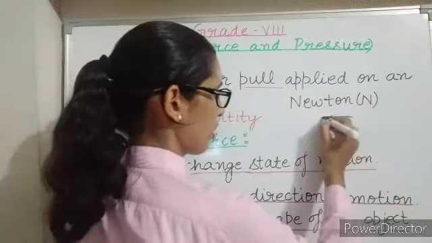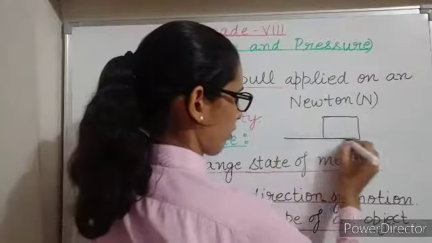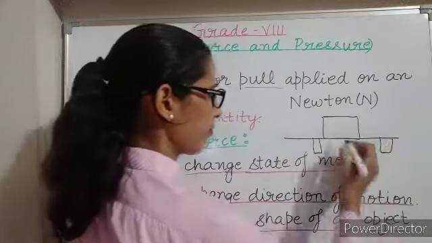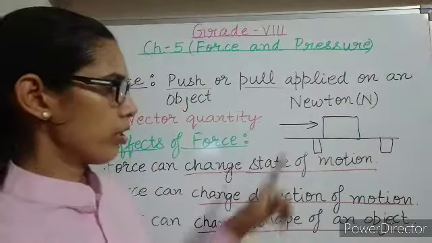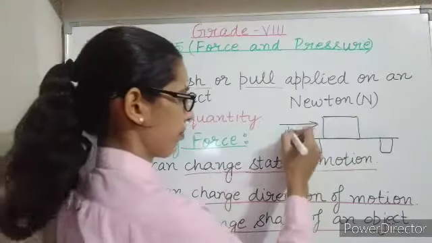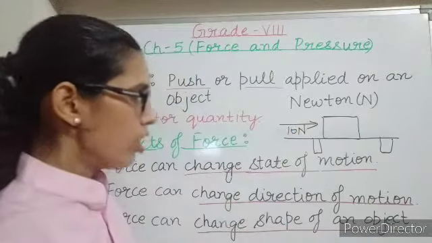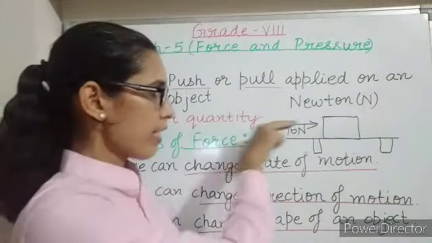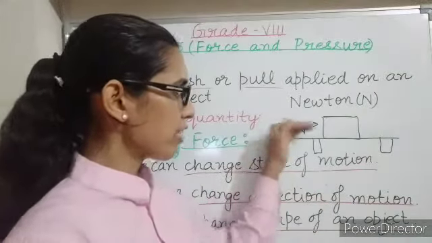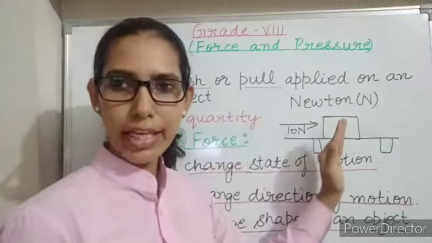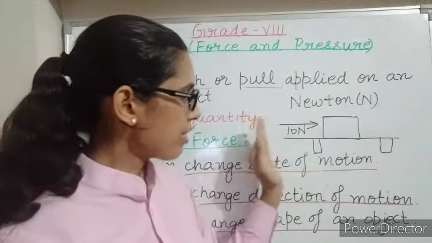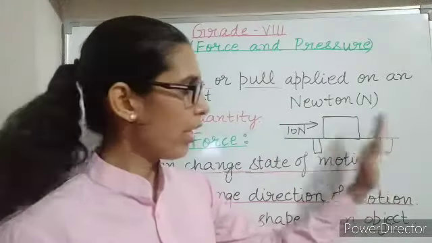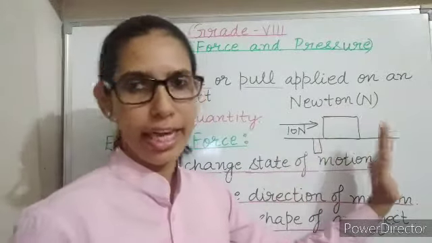Let's say there is a box on a table. Someone is applying 10 Newton from this side. So in case of force, direction is very important. This arrow is indicating that someone is applying the force on this box in this direction. If 10 Newton is applied on this box in this direction, what will happen? The box will start moving in this direction.